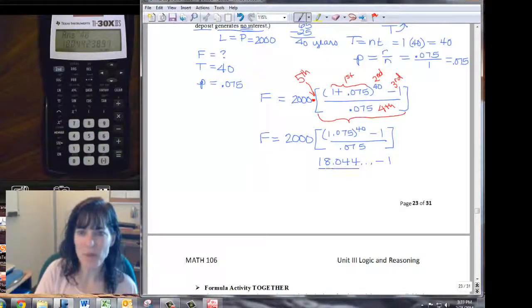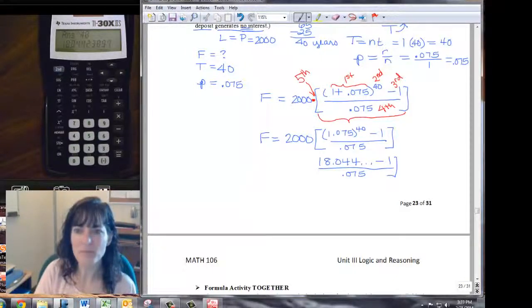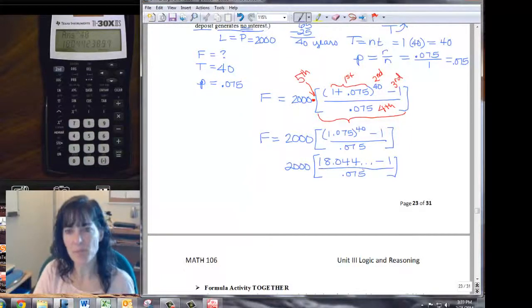Minus 1. That means I'm being lazy and not writing out all the decimals. 0.075 times the 2,000. Okay, so I'm doing great. My next step is to take care, it says third, I have to subtract the 1, so this big number 18.044 and on, subtract 1 from it.